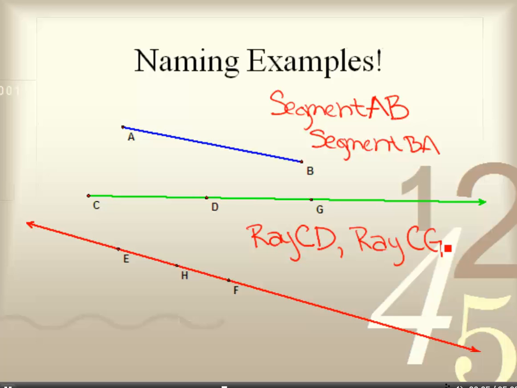The third and final one is a line. We know it's a line because it has arrows going in both directions. To name a line, we only need to pick 2 of the points. So we could call this line EH. Once again, the order doesn't matter, so we could call it line HE. We could pick 2 different points, call this line HF, or line FE.